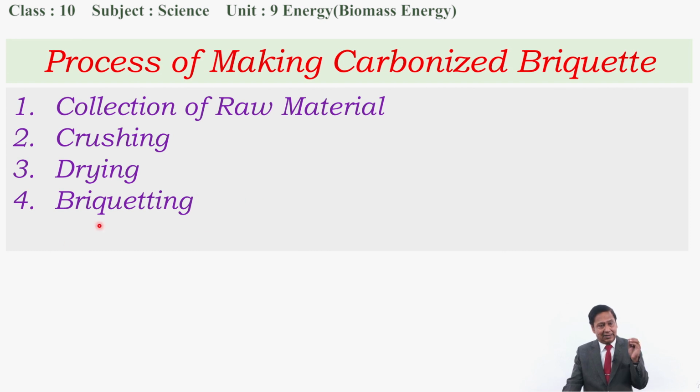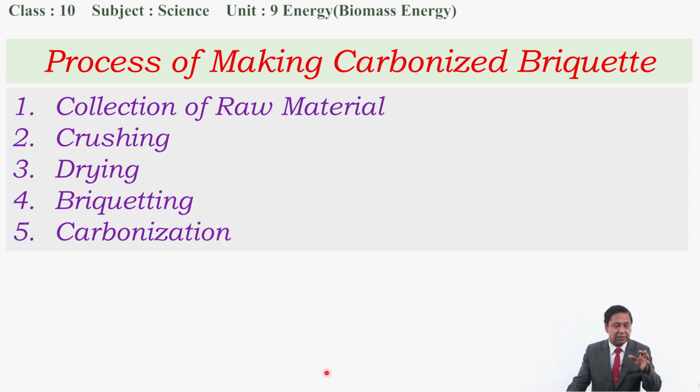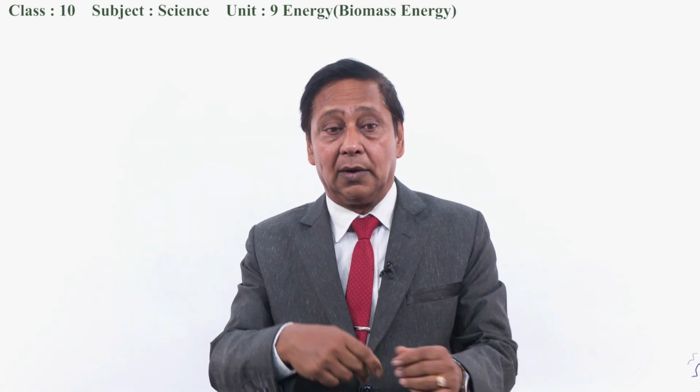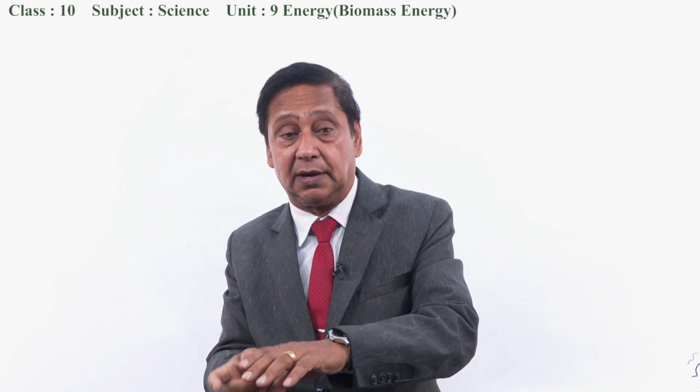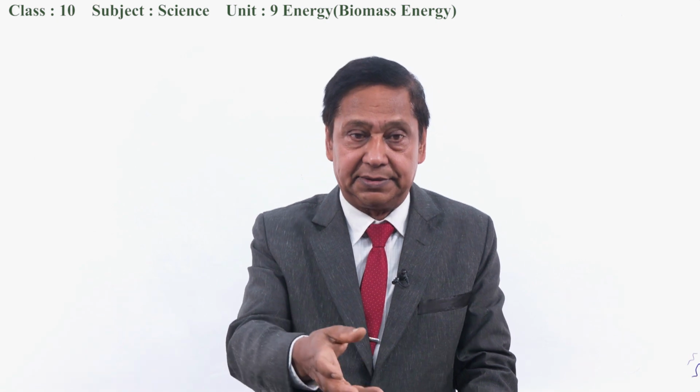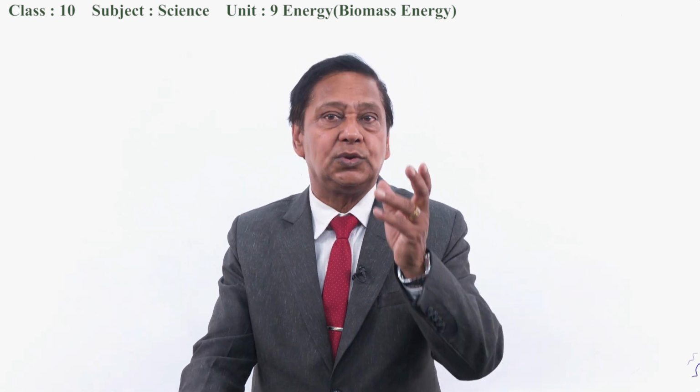Then it is supplied to the briquetting machine, which presses the dried material and a certain shape is formed, and this is called briquetting. And after briquetting, carbonization is then done. With the help of the destructive distillation process, the carbonization is done. Okay, these are the methods of making briquette. I told you two methods: in the first method carbonization was done at first, but in the second method carbonization was done at last.